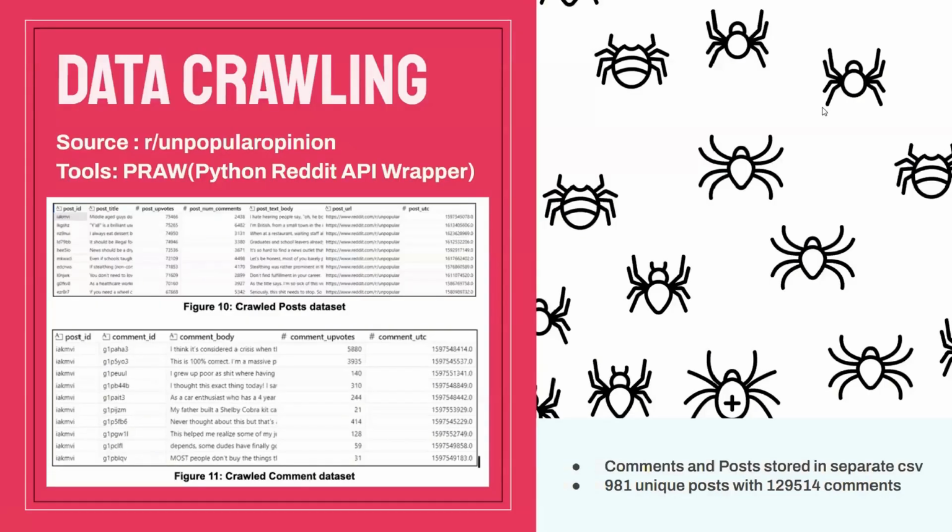To crawl the data, we use the Python Reddit API Wrapper, or PRAW, to fetch the data from the unpopular opinion subreddit, retrieving the top posts of all time along with their associated top-level comments. Here we exclude the nested replies to the comments, and once retrieved, the data was stored in CSV format and separated into 2 datasets, one for posts and one for comments, which allowed us to process them independently.